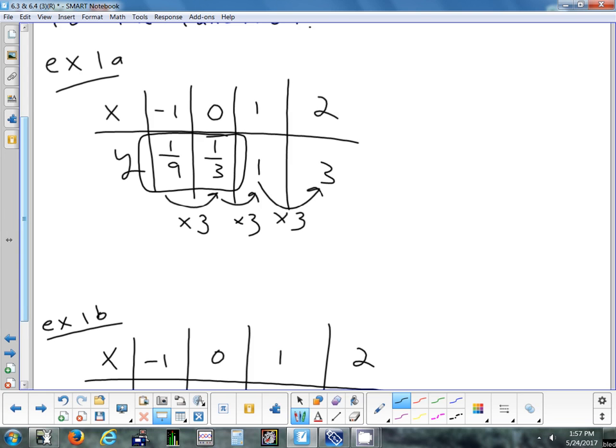1/9. If I multiply that by 3, I'm going to get 1/3. All right? 1/9 times 3 over 1, I'm going to get 3 over 9. I can reduce that. I'm going to get 1 over 3. So I just showed you guys how I can go from 1/9 to 1/3 multiplying by 3. So I'm multiplying by 3 each time.